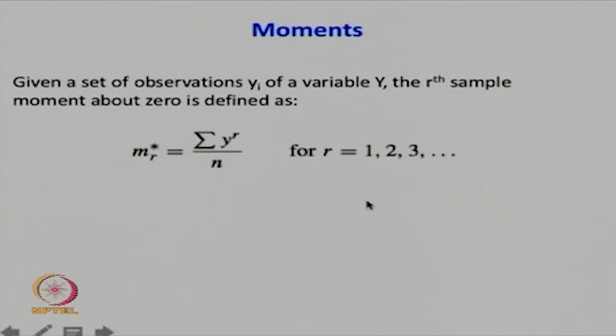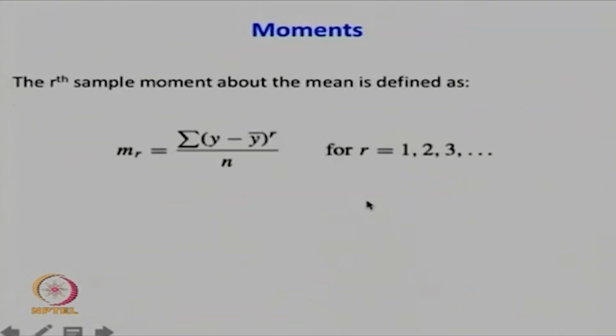Okay. So, we can next define in a more general sense the rth sample moment about any particular value, and in particular we want to know the rth sample moment about the mean. The rth sample moment about the mean is defined by summation y minus y bar to the power r by n, for r equal to 1, 2, 3, and so on. When you say about the mean, if we are to generalize it about a value a, instead of y bar we will put a.